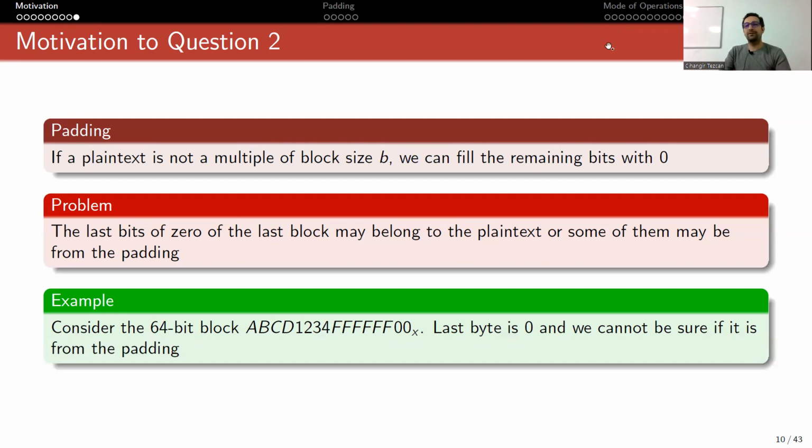So we should come up with a good solution for the padding. But let me give you the easy examples. In practice, what we do is first put a single 1 bit, then fill the remaining bits with zeros. This way, it is a unique pattern. So the person who decrypts it removes all of the zeros, then the first 1 bit, then says that the remaining part is the plaintext.